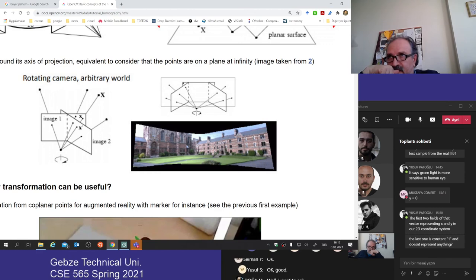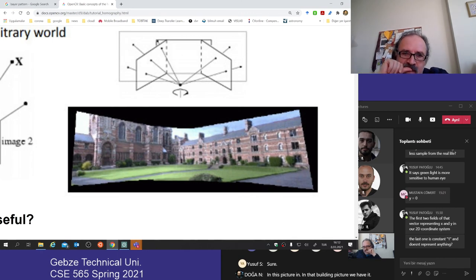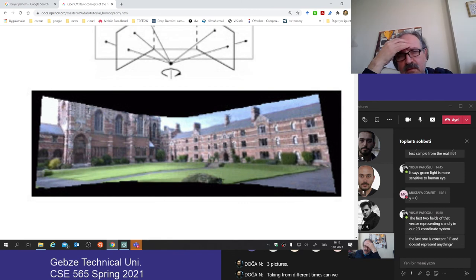In this picture, in that building picture, we have three pictures taken from different times. Can we do it with reverse processing, where we have an image and we make it like a three-part image?